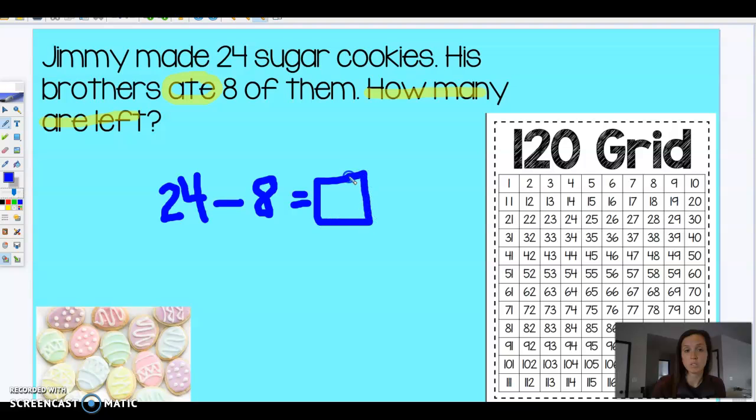What we don't know is how many cookies are left. So here's what we're going to do. Start at 24, and I'm going to count back 8 hops. 1, 2, 3, 4, 5, 6, 7, 8. 24 minus 8 is 16. He's still got 16 cookies.